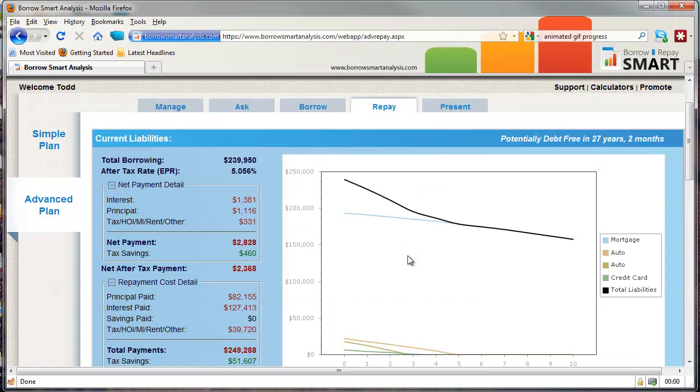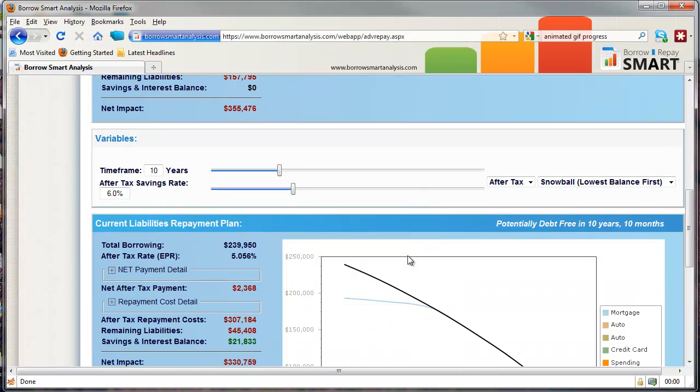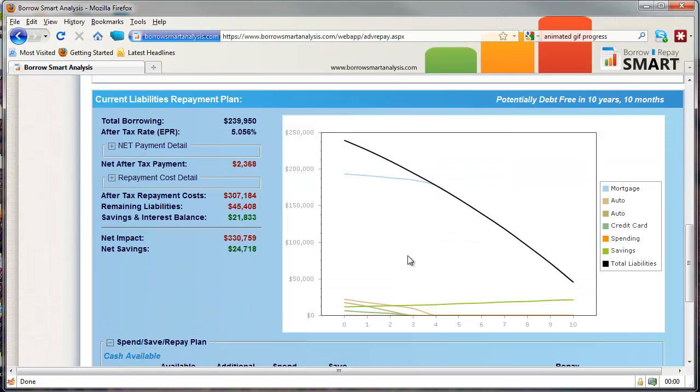So he has over 300 clients. His goal is over the course of 12 months to do this with every single client, to interview them, skip the borrow tab, go right to the repay tab, and see, based on their situation, what they could do to be debt-free sooner. Right off the bat, he's showing them $24,718 in savings. That's the net savings over that 10 years by snowballing that debt.